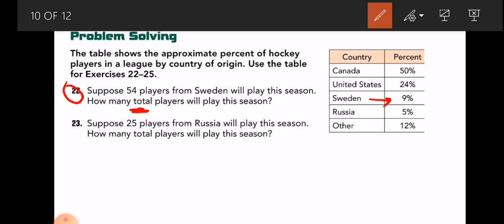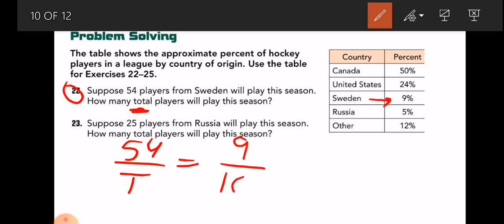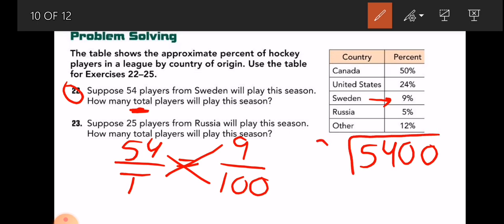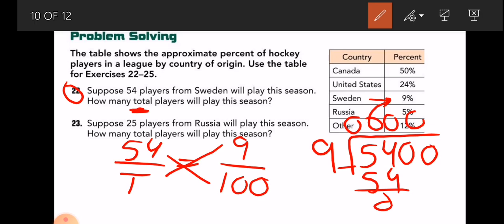It means that the part, which is 54, over my total equals the percent, 9 over 100. Then you can get the total number of players for this country. Let's multiply 54 by 100, which gives you 5400. Then divided by 9, here 0. Then 6 times 9 gives you 54. 0, so 2 zeros up. So the total number for Sweden is 600.